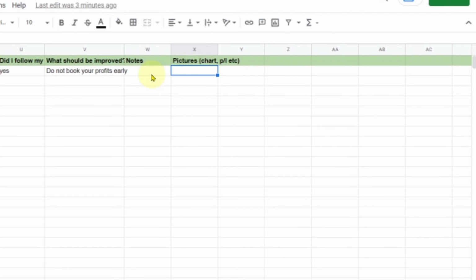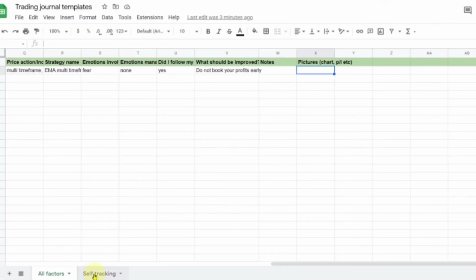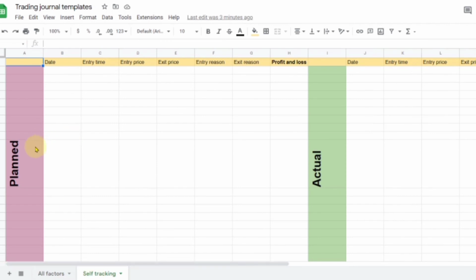If you want to track yourself on whether you're following your own trading plan or not, just use this sheet. Before the trade, plan out the details in the plan section, and during the trade, just write down all the details in the actual section, and after the trade you can compare it and see where you're actually missing out, and whether you're following your own trading plan or not. So this is one method of tracking in a trading journal.